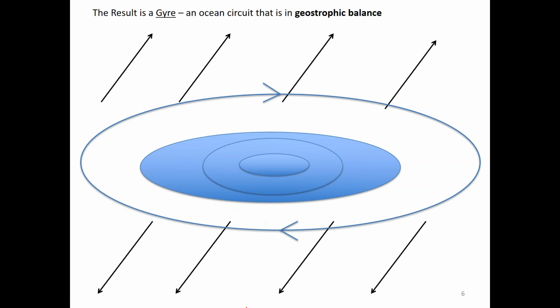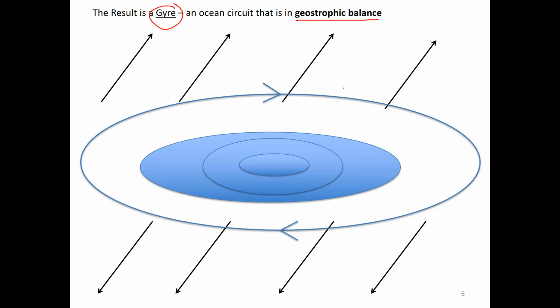And this results in this circulation of water, okay? And so you can see here the flow is roughly 30 to 45 degrees in the direction of the wind, the easterlies and the trade winds, and then it has to circle around at the edge of the basins over here. And this circulation is called a gyre, okay? And a gyre is a surface circuit in the ocean that is in what is called geostrophic balance.